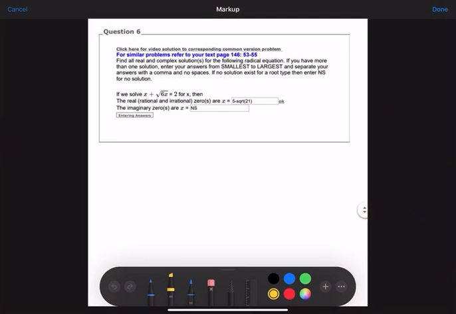Okay, here is question 6. Once again, I'm looking for all the solutions, real and complex. And here is the radical equation. So I have x plus the square root of 6x equals 2. And I'm solving for x. So I'm going to go ahead and rewrite that down here.